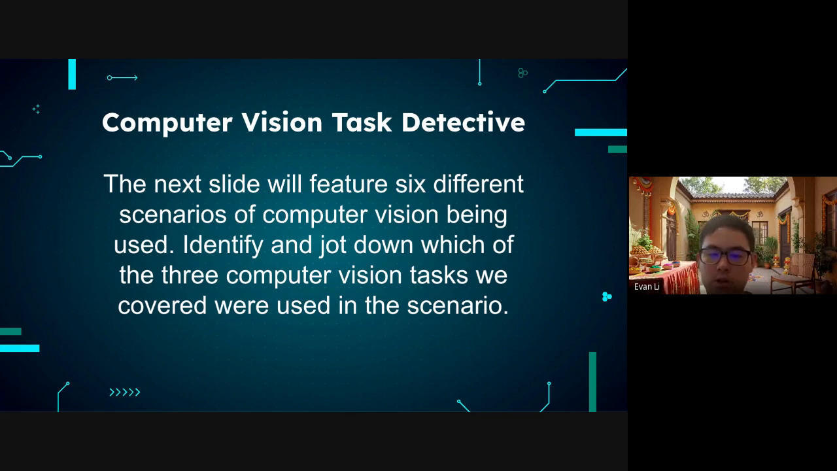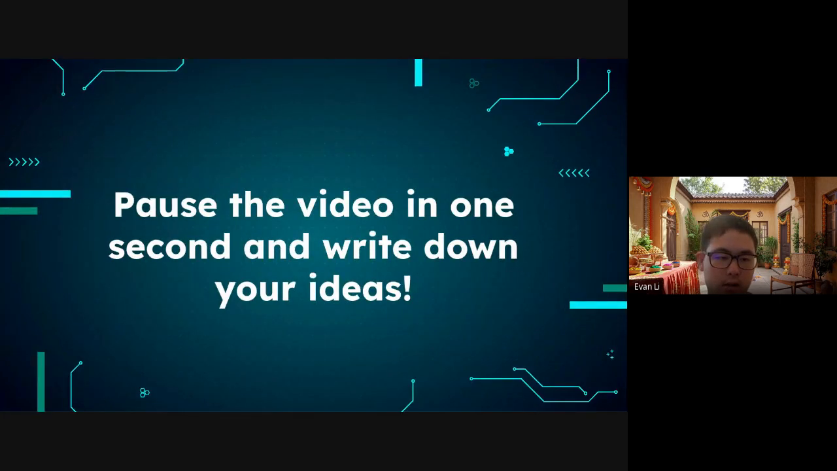Take a look at the instructions on the slide. You need to determine the primary goal of the computer vision system in each case and match it to the correct task. Go ahead and pause the video now to complete the activity. Take your time to read each scenario carefully and decide which tasks fit best. We'll go through the answers once you're done.